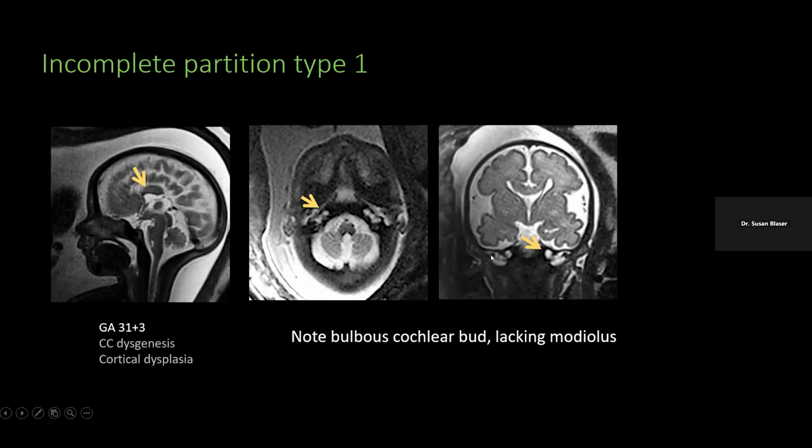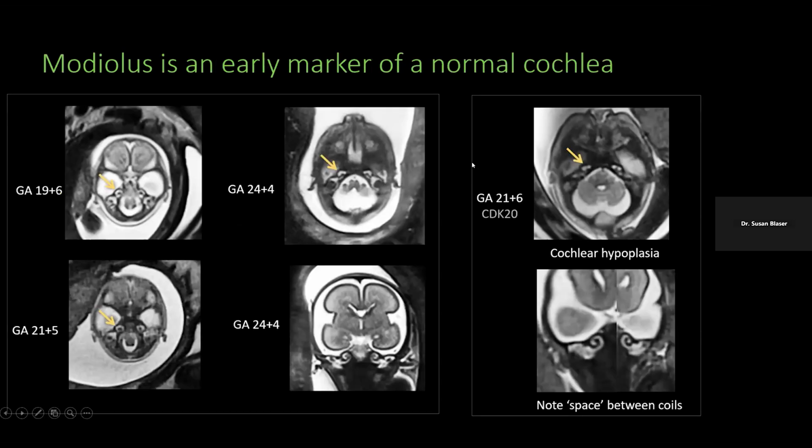There you do have your ossicles here, and your tympanic cavity and recess. Yes, of course, there is a diffuse cortical dysplasia in this particular fetus. Now let's take a look at the modiolus. It is an early marker of a normal cochlea, and it's present even here at 19 weeks. So taking a look, that black dot is going to be your modiolus.